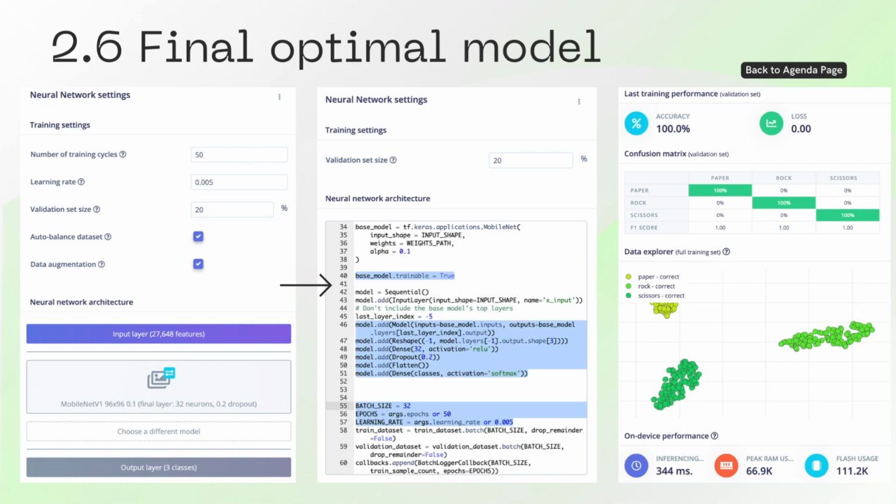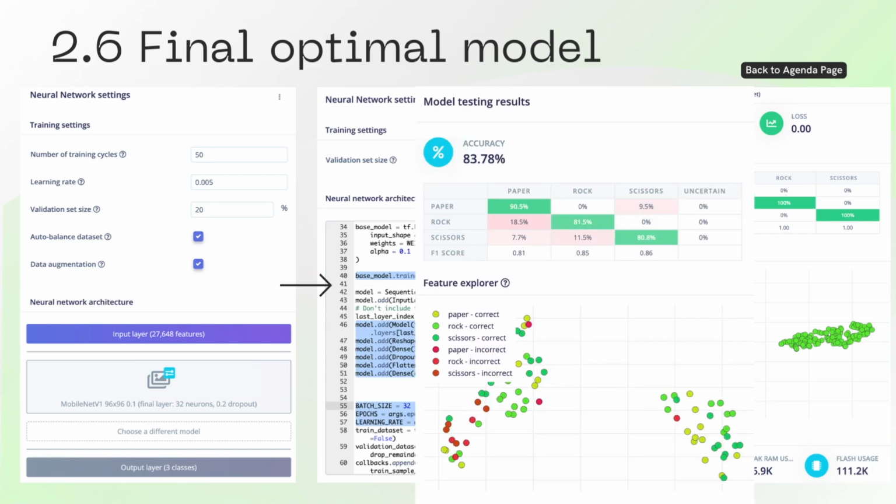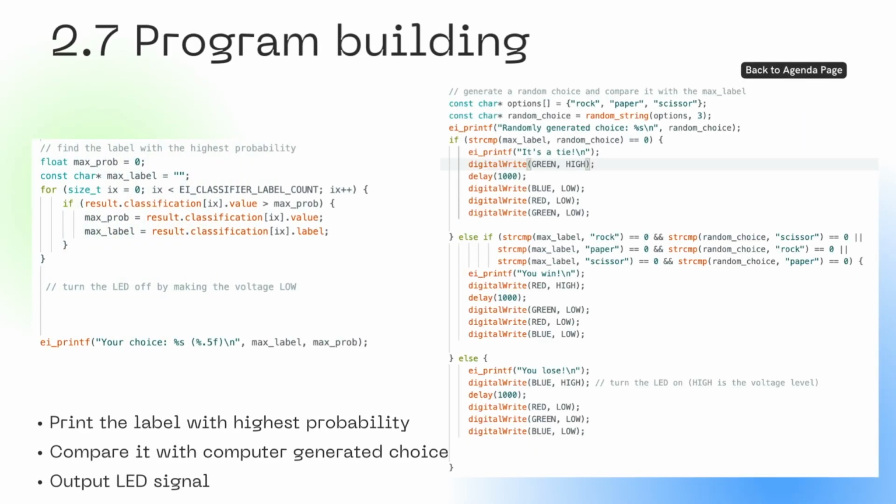And to have better performance, I modified the base model MobileNet V1 to be trainable in the Keras mode. This results in a 100% accuracy in the validation set and 83% accuracy in the testing set. And this is the final optimal model for now. For the program building section, I modified the deployed model code to have the following functionalities: print the label with the highest probability, compare it with the computer-generated choice, and output an LED signal.